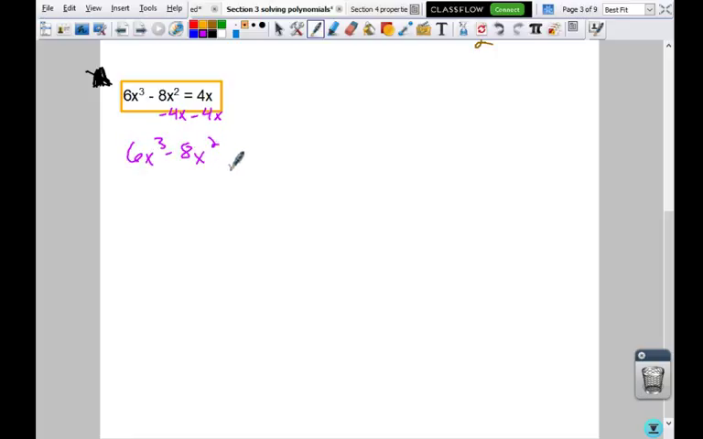And 4x, it's going to go on the end, and it's equal to 0. Alright, Thomas, what are we doing next?